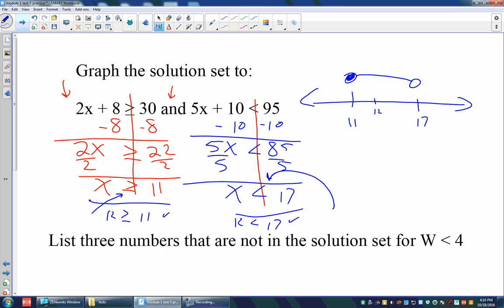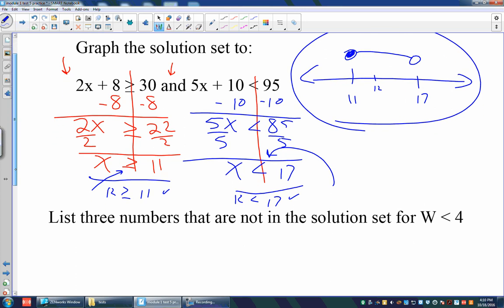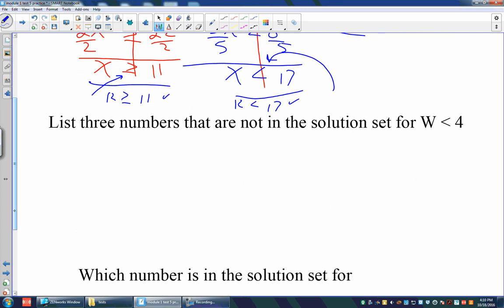That one is left alone. As simple as that. You don't have to draw it to scale. List 3 numbers that are not in the solution set for w is less than 4.